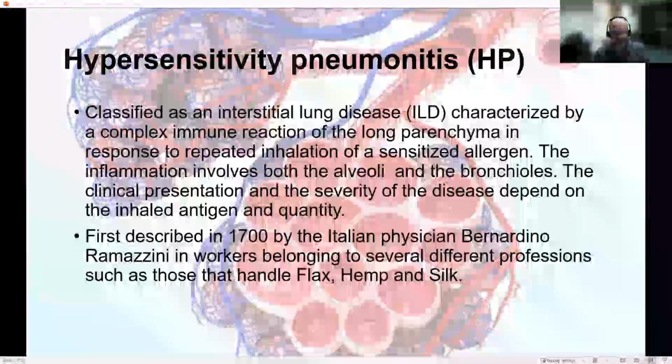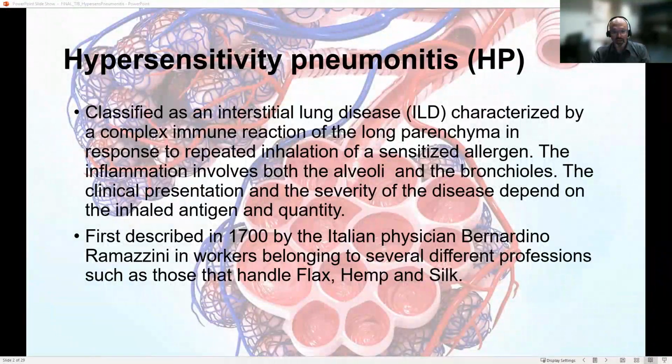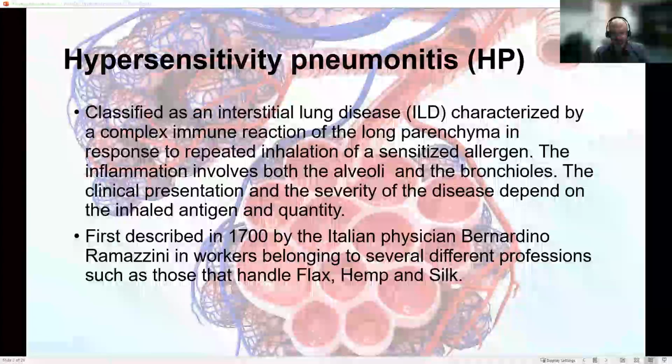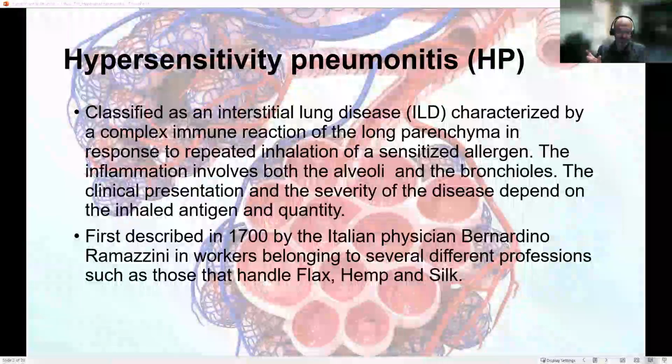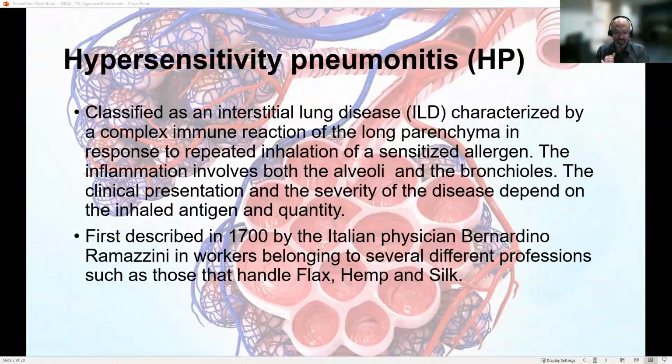Hypersensitivity pneumonitis is an interstitial lung disease characterized by a complex immune reaction of the lung parenchyma in response to repeated inhalation of a sensitized allergen. The inflammation involves both the alveoli and the bronchioles. Clinical presentation and severity depend on the inhaled antigen and quantity. It was first described around 1700 by the Italian physician Bernardino Ramazzini, known as the father of occupational medicine. He found it in workers belonging to several professions. When I was reading one of his books, it was definitely commented on in flax, hemp, and silk workers.